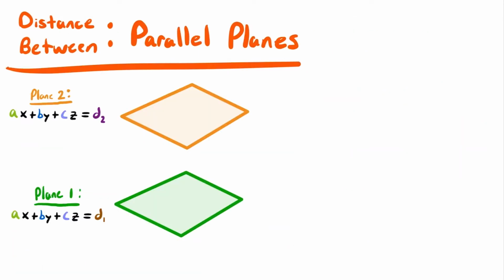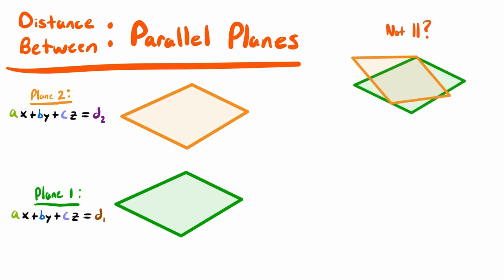All right, so next up, we're going to look at how to find the distance between parallel planes. And before we talk about how we find that distance, I just want to clarify why we only look at parallel planes when determining distance. And that's because if your planes aren't parallel, then they would intersect. And so the distance between those two planes is not going to be the same everywhere. And let me show you what I mean.